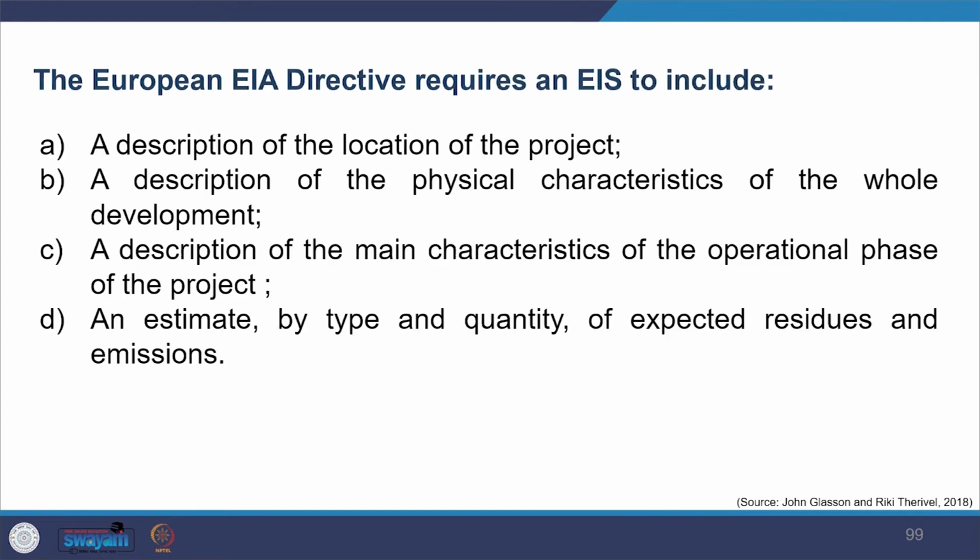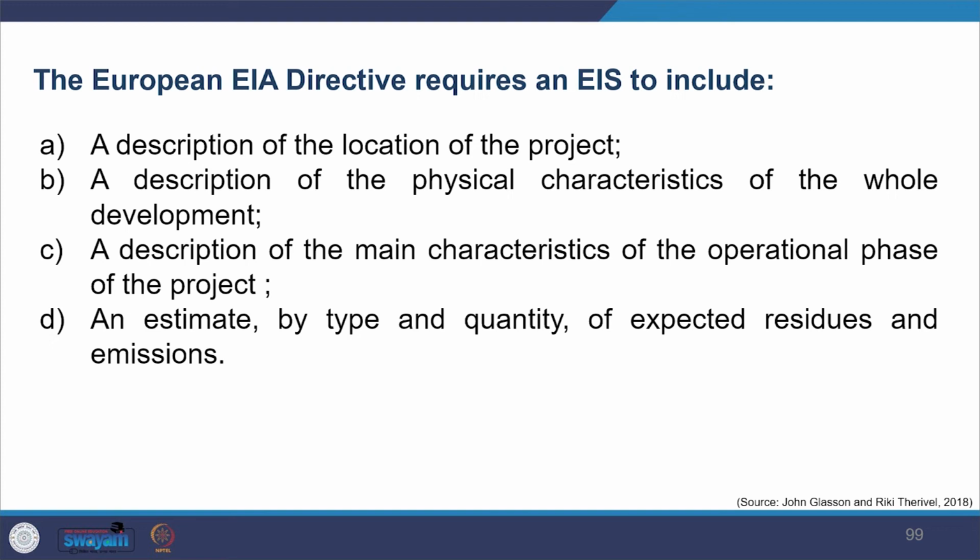So there are directives and legislation which tell what kind of descriptions have to be given for a particular project. The European EIA directive gives guidance that there should be a description of the location, a description of the physical characteristics, a description of the main characteristics of the operational phase of the project, and then there should be an estimate by type and quantity of expected residues, what kind of waste and emissions will be generated from the project. So that all has to be given in the description of the project.